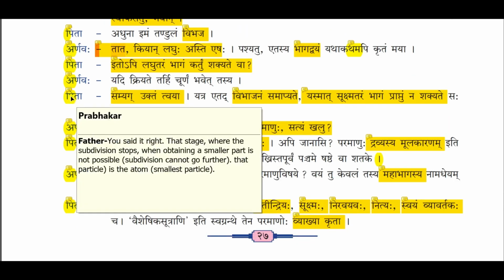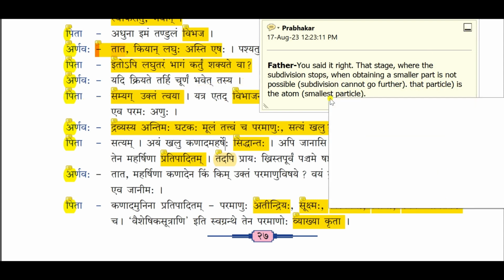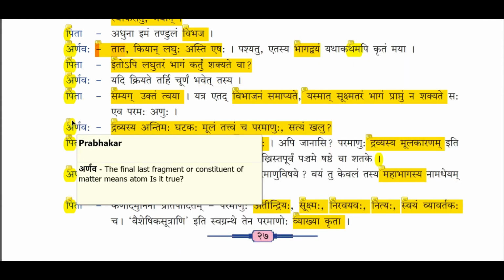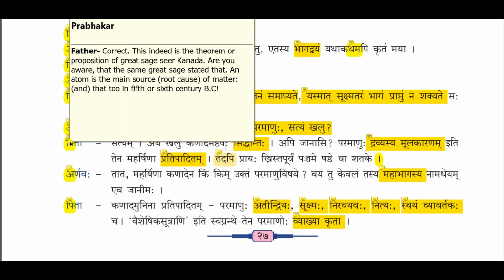Then the father said, Samyak Uktam Toya, means you said it rightly. That stage where subdivision stops, where obtaining a smaller part is not possible, that particle is the atom, meaning the smallest particle is called an atom. Then Arnab said, the final constituent of matter means atom. Is it true? Then the father said, correct.